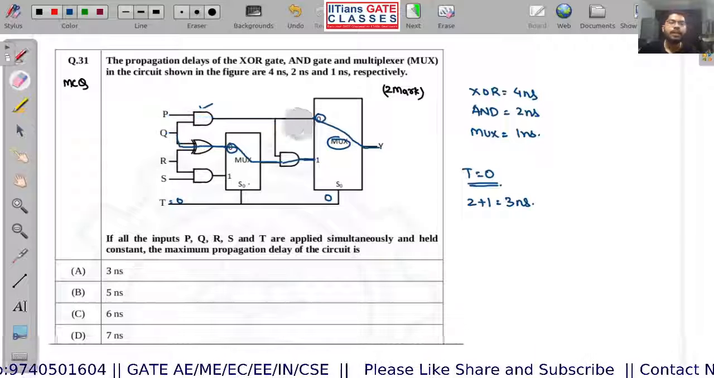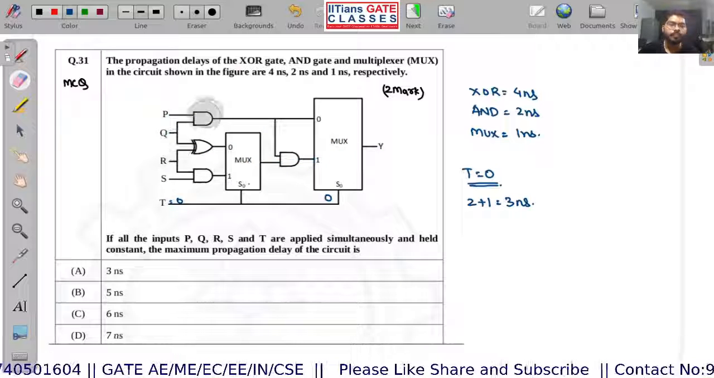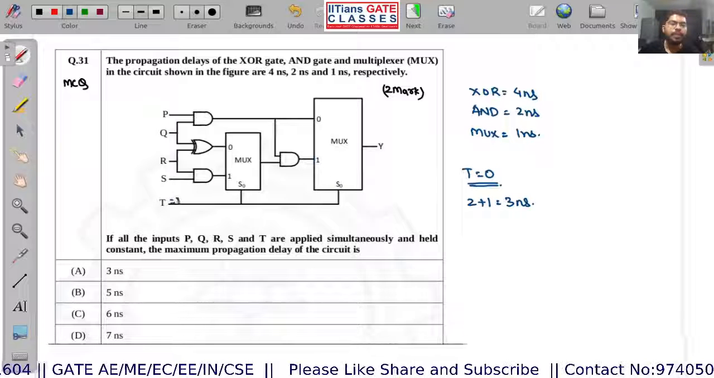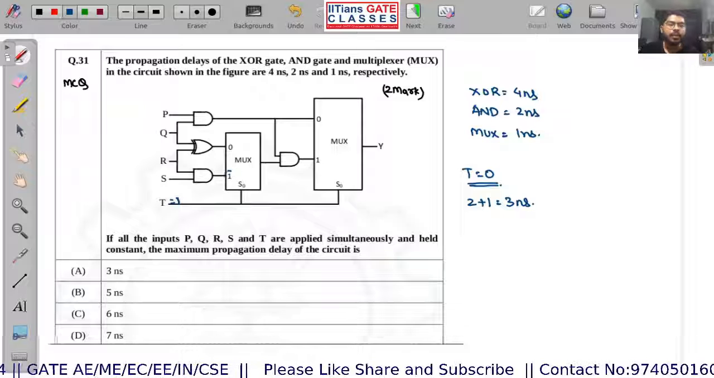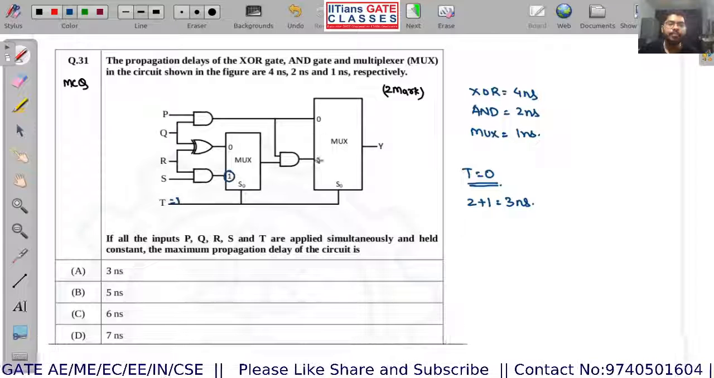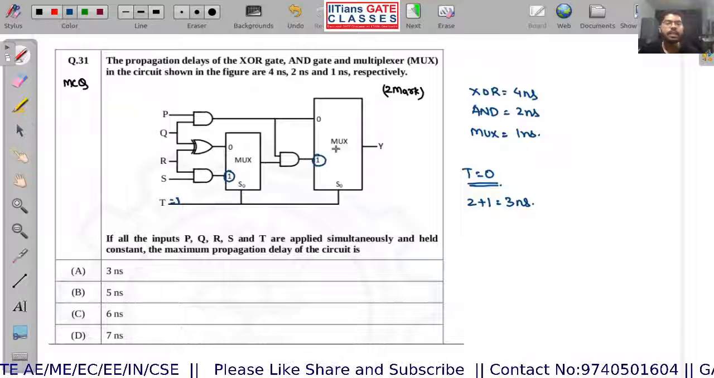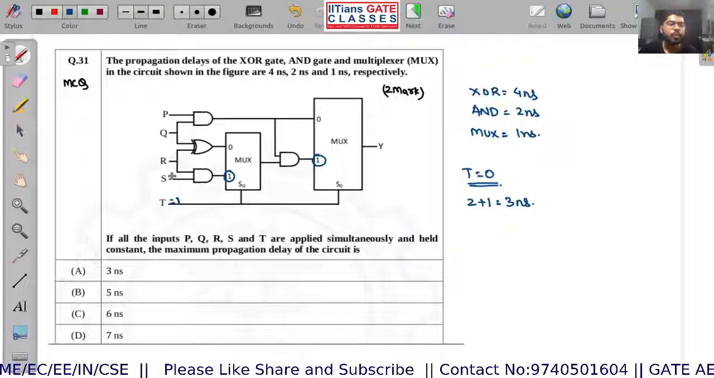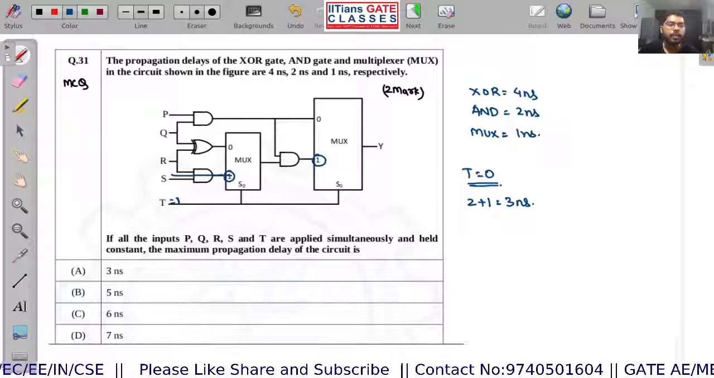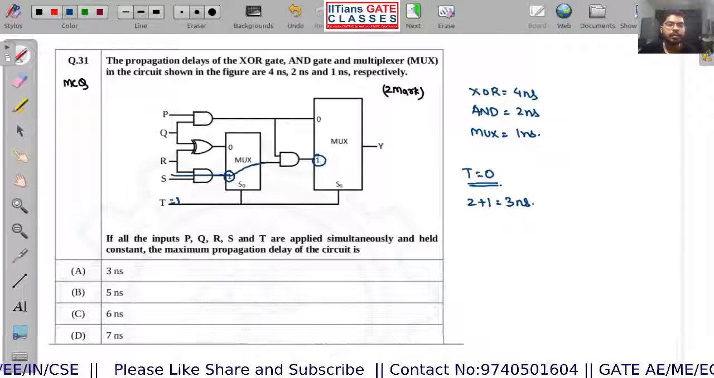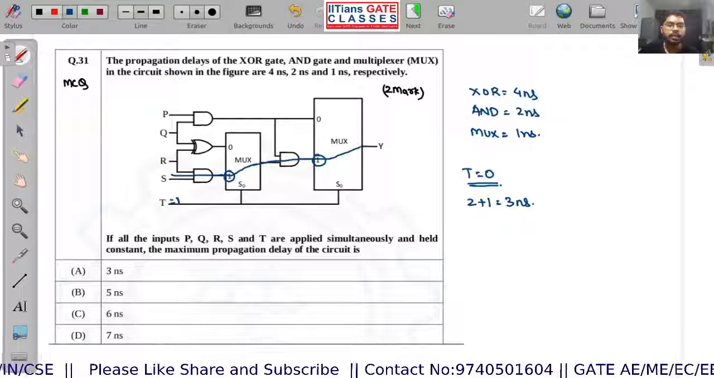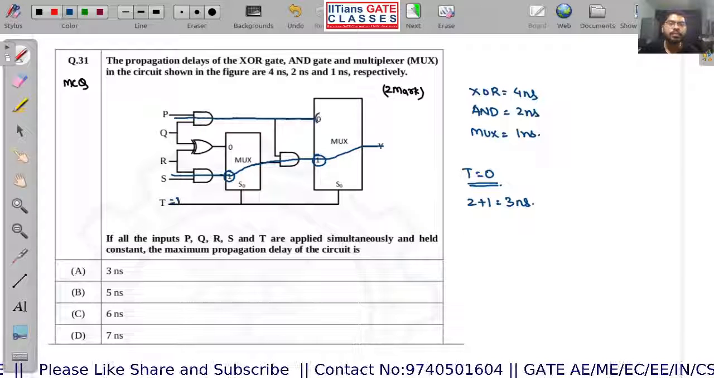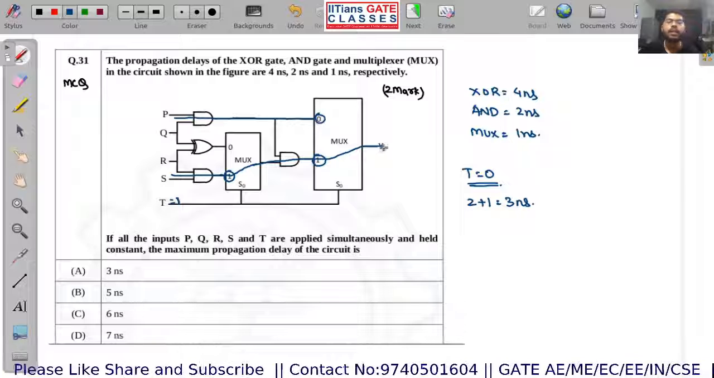Now similarly, let me check for t equal to 1. When t is equal to 1, what will happen? This input will be selected and this input will be selected in both the mux. So let me see what is the path from input to output. From here this will come here, here, and even here. Okay, so this one doesn't matter, we are not going to consider it because this is 0, and this input will not be connected to your output.